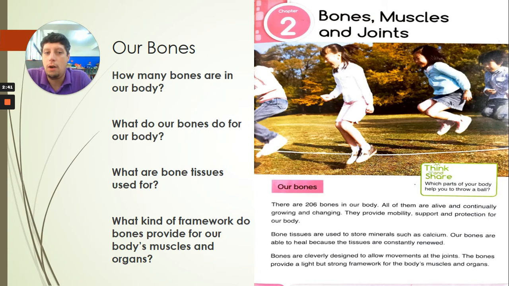Support, so our skeleton, which is made up of 206 bones, what does that support? It supports the skin, our organs, and for us to be able to stand up and walk, okay? And protection for our body. So can you think, I'm going to give you 5 seconds to think about what bone protects what part of our body? Can you think of any bones that protect different parts of our body? So I'll give you 5 seconds from now to think about it, okay? 5.